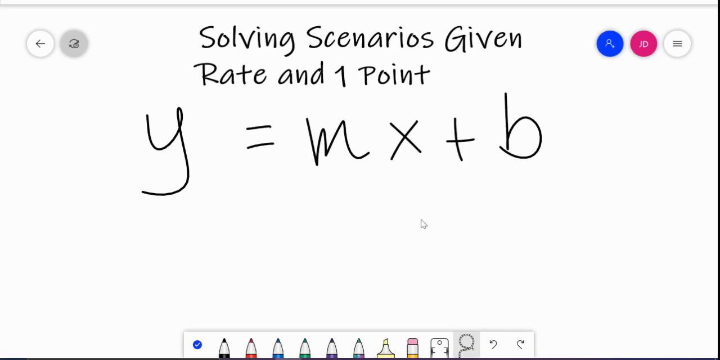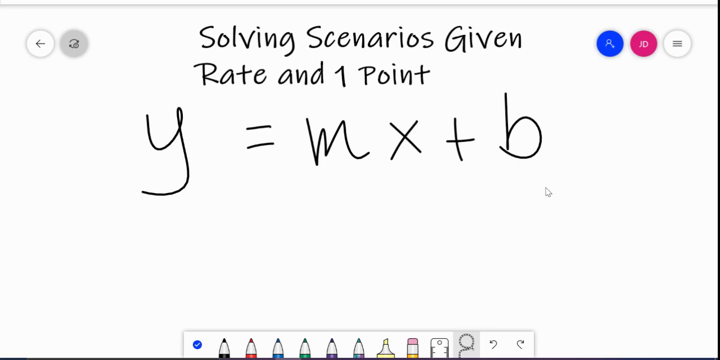In today's video, we're going to be solving scenarios given the rate and 1 point using our slope-intercept function rule. So here's our slope-intercept function equation, y equals mx plus b, and we're going to look at word problems and be able to determine which is the rate and which numbers represent the coordinates of a point in those problems.